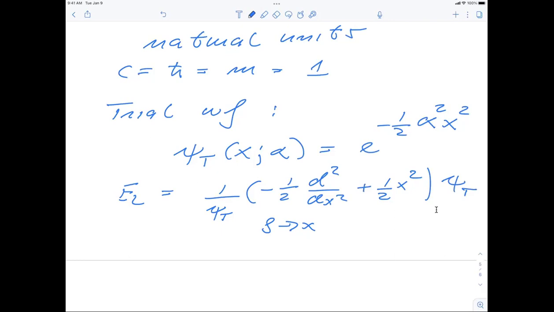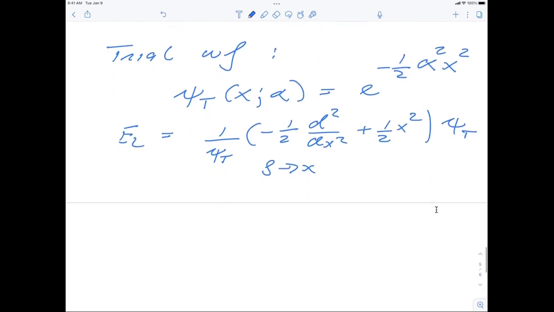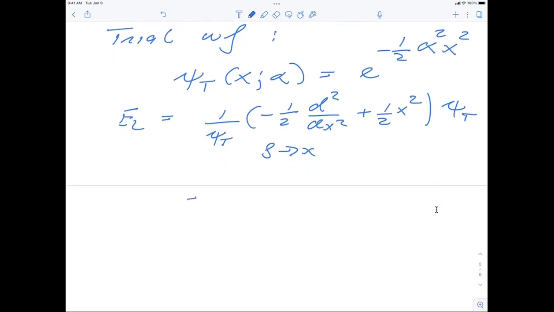Now, to calculate the derivative is actually pretty easy. And when we do the calculations, what we get is that this is equal to 1/2 of alpha squared plus x squared. And this is one of the things you are actually going to need to implement in your code. So the alpha to the power of 4 comes from the second derivative of the wave function. So I'm just giving you the answer here. So this is the local energy.